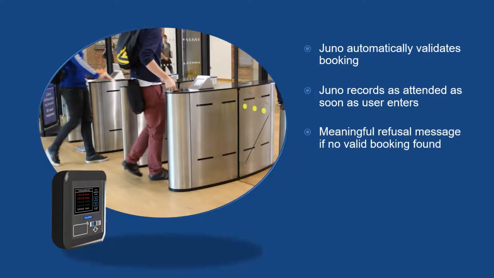If on checking Juno finds that there's no valid booking found, then the user, or the visitor, would be presented with a meaningful refusal message. So they wouldn't be allowed in, and it would tell them that no booking was found at this time. At which point they can check that they've arrived on the right day, check their emails, or go and speak to a member of staff, or potentially they haven't made a booking and they'll now be aware that they need to make a booking to gain access.